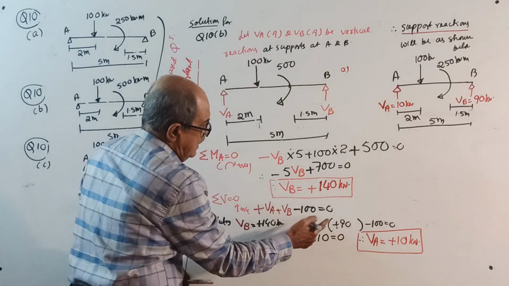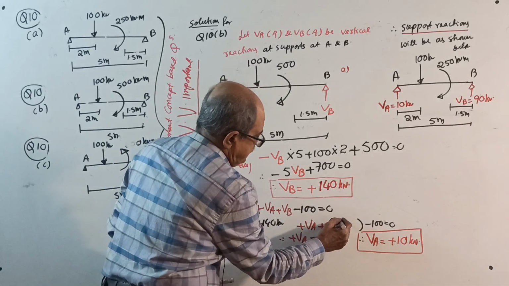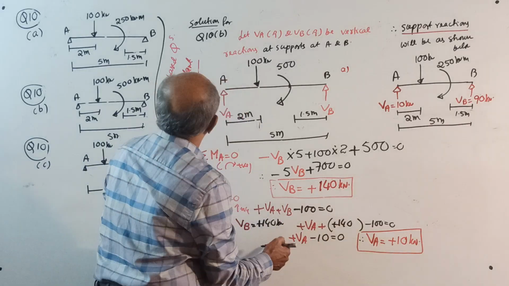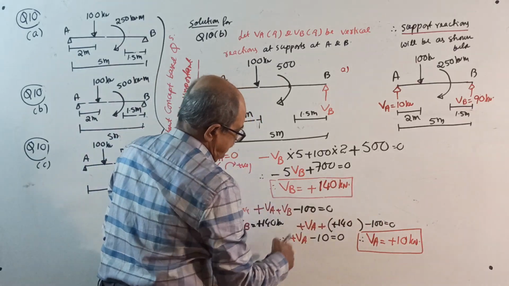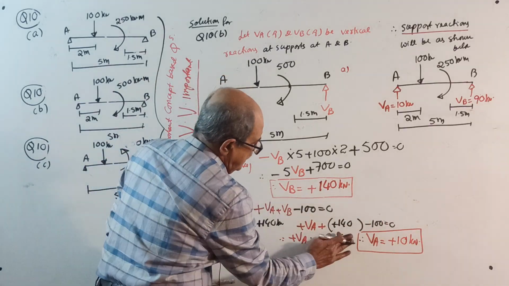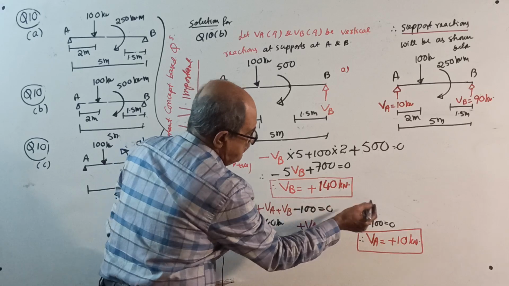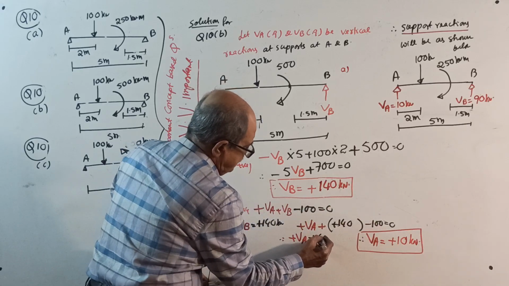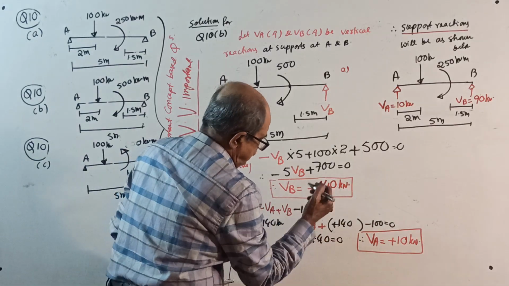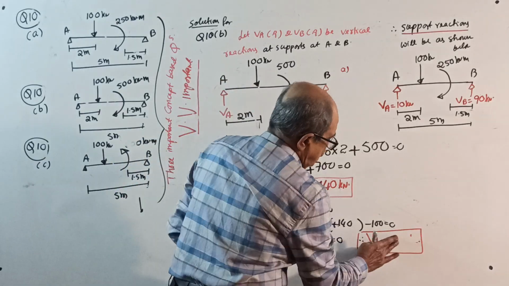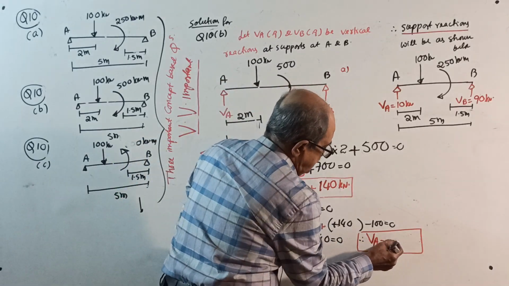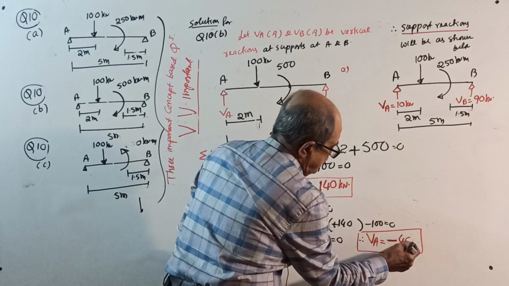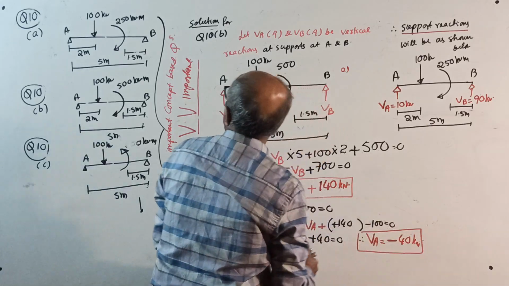So VA plus 140 is VB minus 100 equal to 0. So it will give you VA plus 140 minus 100 is plus 40 equal to 0. Therefore your VA will come minus 40 kilonewton. Very important.